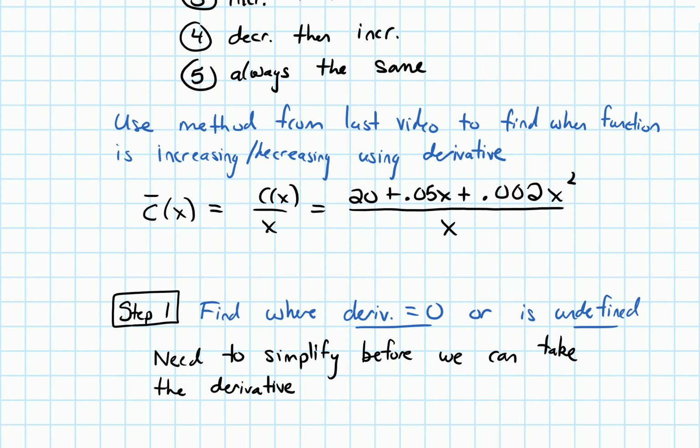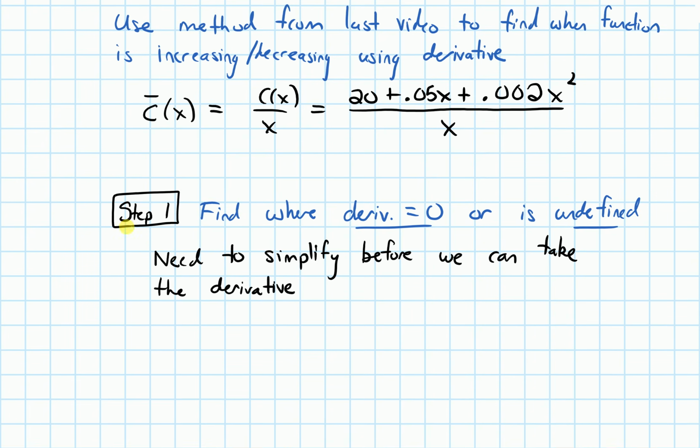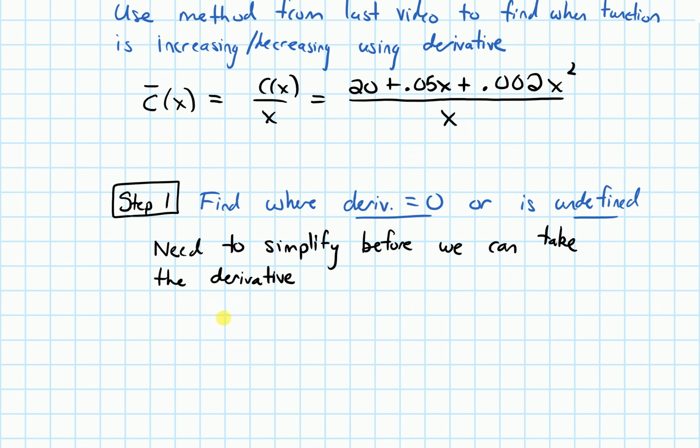So we need to simplify our function into a form that we actually know how to take the derivative of. All right, so our function, the average cost function, we can take this fraction and split it up into pieces. This is 20 over x plus 0.05x over x plus 0.002x squared over x. And as a check, that's the same thing as what we had above, because when you add fractions together, when their denominators are the same, you just add the numerators together. And that gives us the average cost function that we had up above.